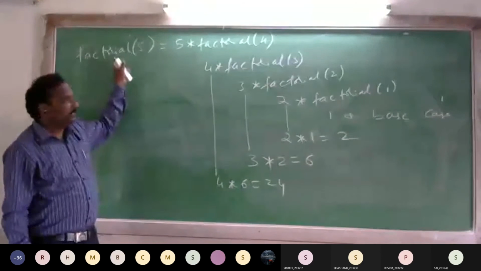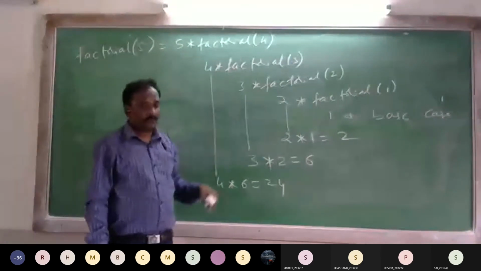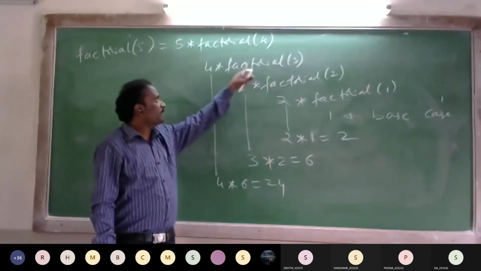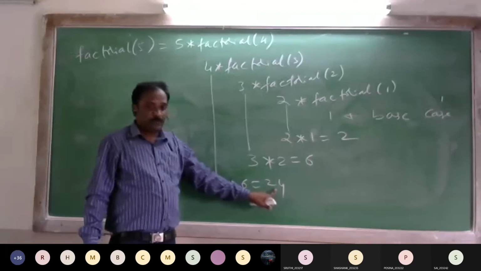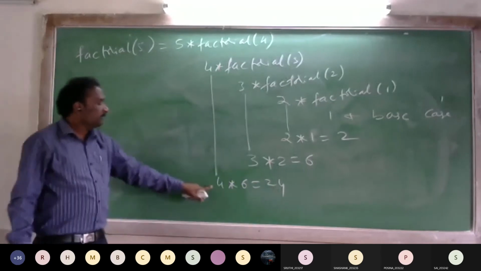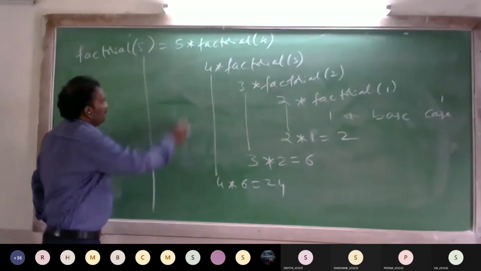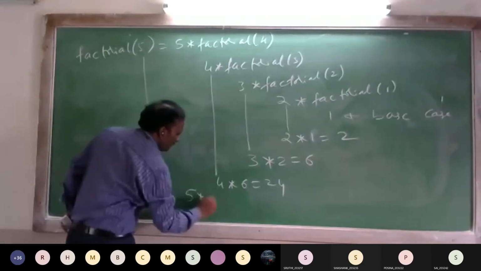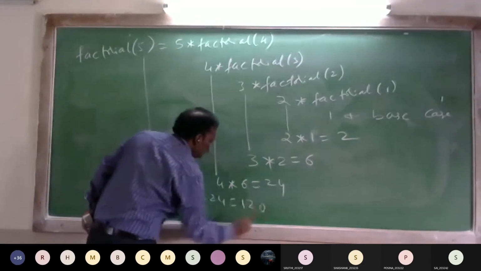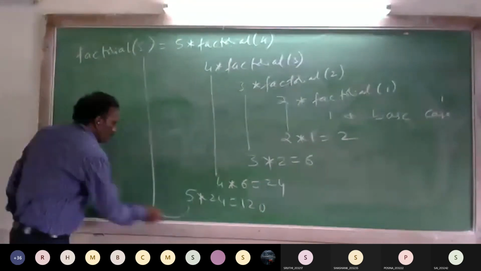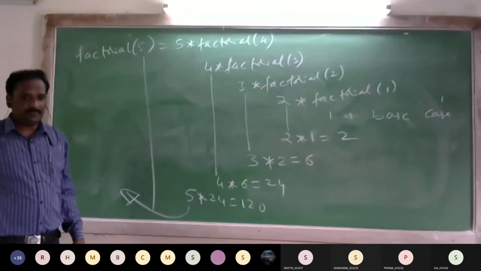But what is 5 factorial? 5 factorial is 5 into factorial of 4. But just now I come to know that 4 factorial is 4 into 6, 24. Now I will use this small solution to solve the next bigger solution. The next bigger solution is factorial of 5. So 5 into 24. What is 5 into 24? It is 120. So 120 is returned back to the calling function.